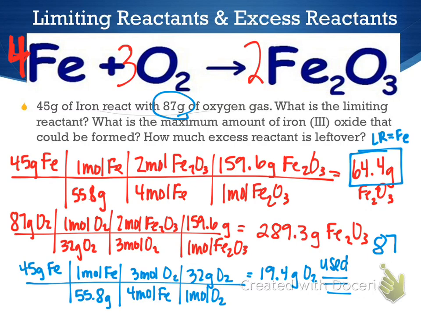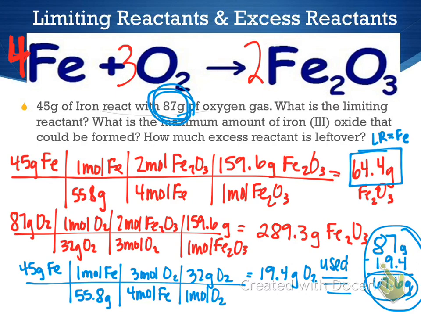This is grams, because the reason I went to grams is because my starting amount was in grams. So I'm going to take my starting amount of oxygen, which was 87 grams, and I'm going to subtract out how much was used. And that would tell me how much I have left over. Sorry, that's kind of hard to read. 67.6. Okay, that's how much is left over.